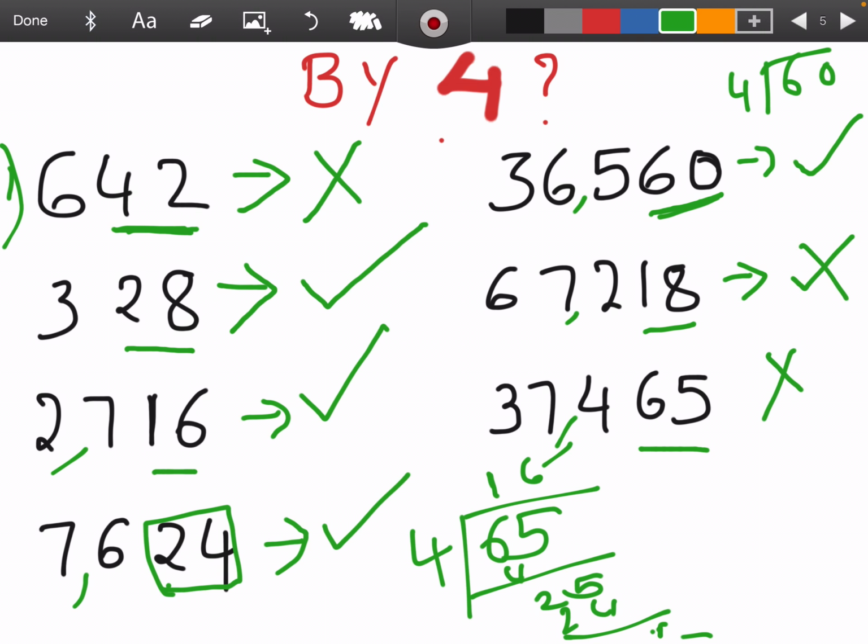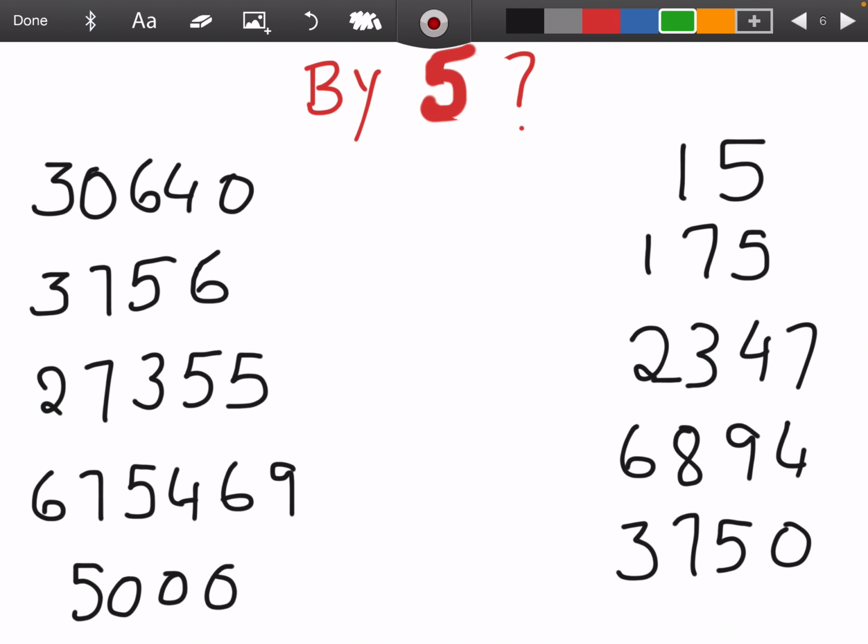So this number 67,218 was not divisible by 4. 37,465 as well was not divisible by 4. This is how you determine if a number is divisible by 4 using the tricks. The next one is the divisibility rule for 5.